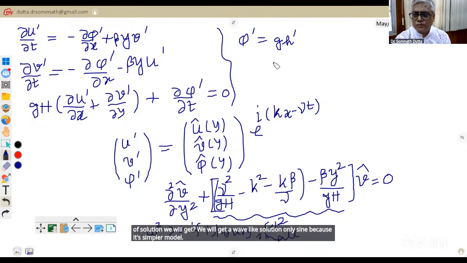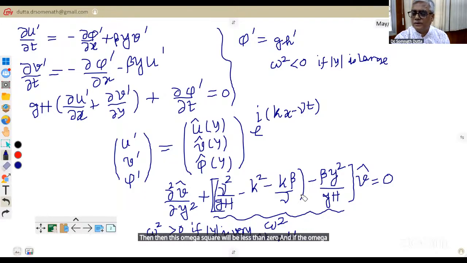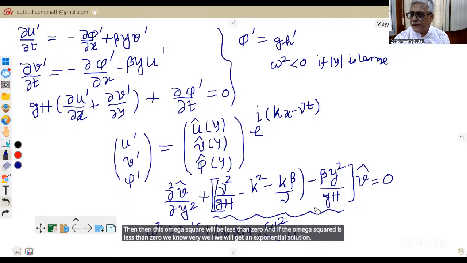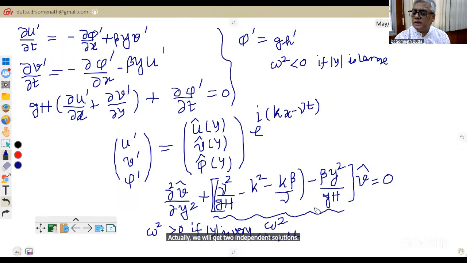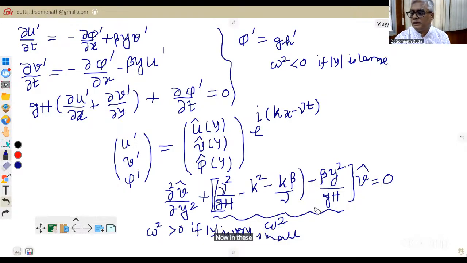But if this omega square is less than 0, which happens if the magnitude of y is large enough, then we know very well we will get an exponential solution. Actually, we will get two independent solutions, one is e to the power plus something, another one is e to the power minus something. Of these two, one will decay but the other one will grow. But we don't want growth, because these are all equatorially trapped waves. We want it to decay.